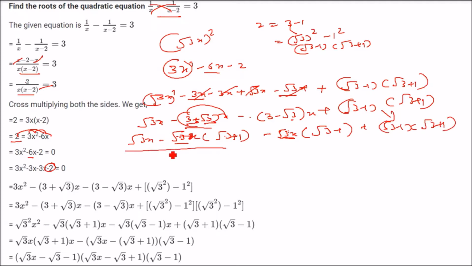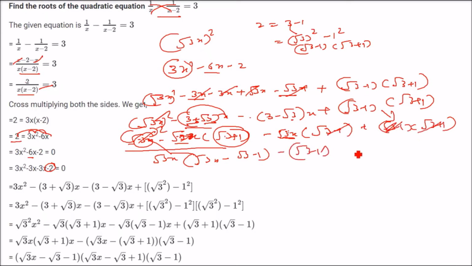Now from these two I am taking root 3x common. Remember, this is root 3x square. Root 3x common, so root 3x will remain here, 1, and this will be minus root 3 minus 1. Okay, root 3x I have taken common. This root 3x will come here and this will be minus root 3 minus 1. And I'm taking root 3 minus 1 common from here. So minus root 3 minus 1, what will be there?